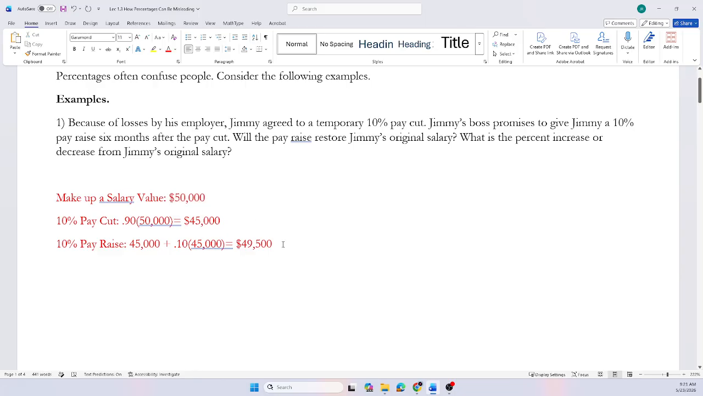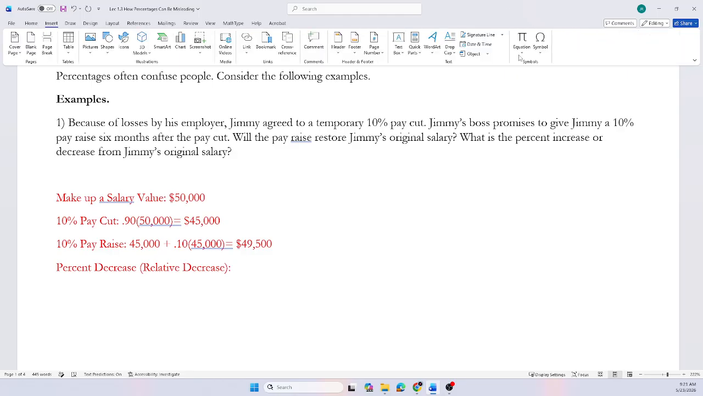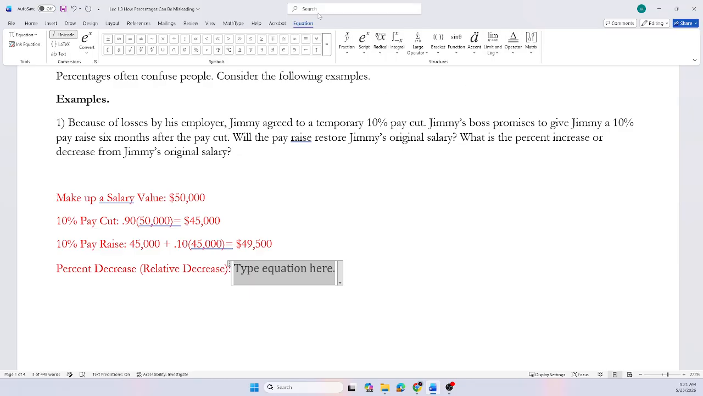So to compute the percent decrease, what we have to do is compute the relative decrease. If in the last lecture you learned how to do relative decrease, it's going to be the same thing here. So let's go ahead and do that. Go ahead and insert an equation.